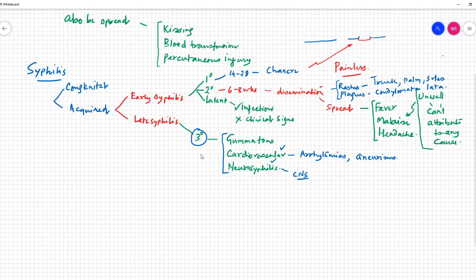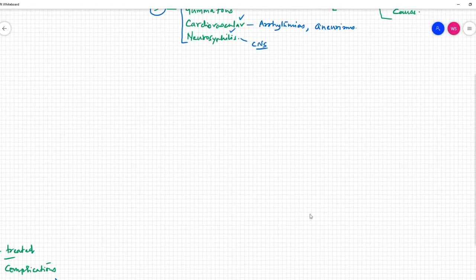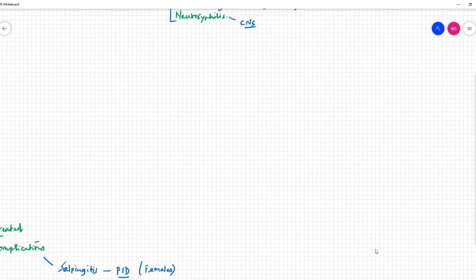Okay, so we want to prevent these complications, and we also want to prevent congenital, meaning from mother to infant. Okay, so we want to prevent the complications there by giving a treatment. So this is the reason why we need to treat syphilis. Okay, then so we're going to look at drugs.